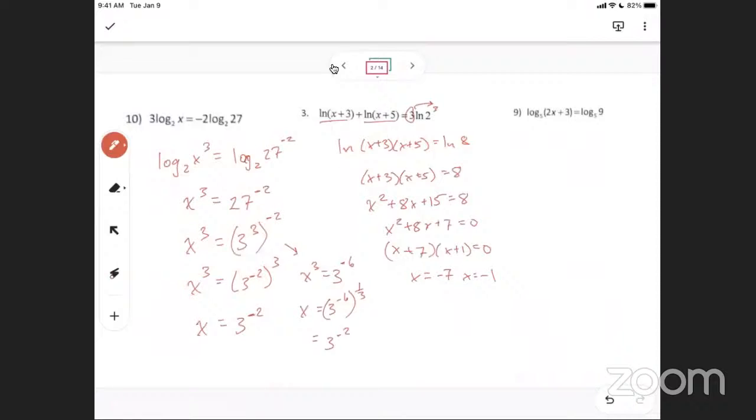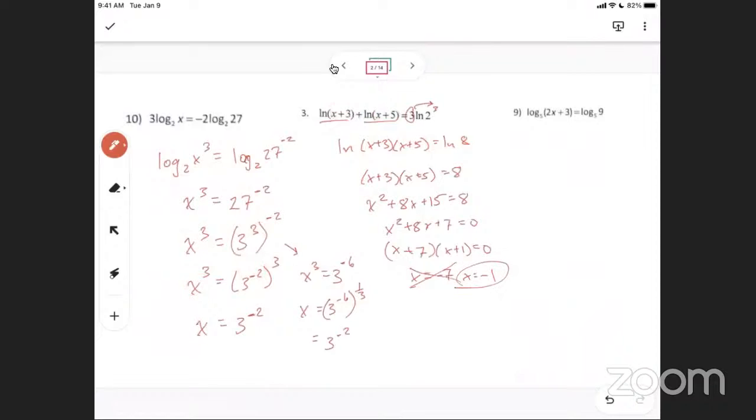No. Which one doesn't? Neither. Careful. You're allowed to plug a negative in as long as it doesn't give you a negative inside the natural log. So not the one would work. The negative one would work, right? But the negative 7 wouldn't, because that would give you a negative log. All right. Make sense? Yeah.